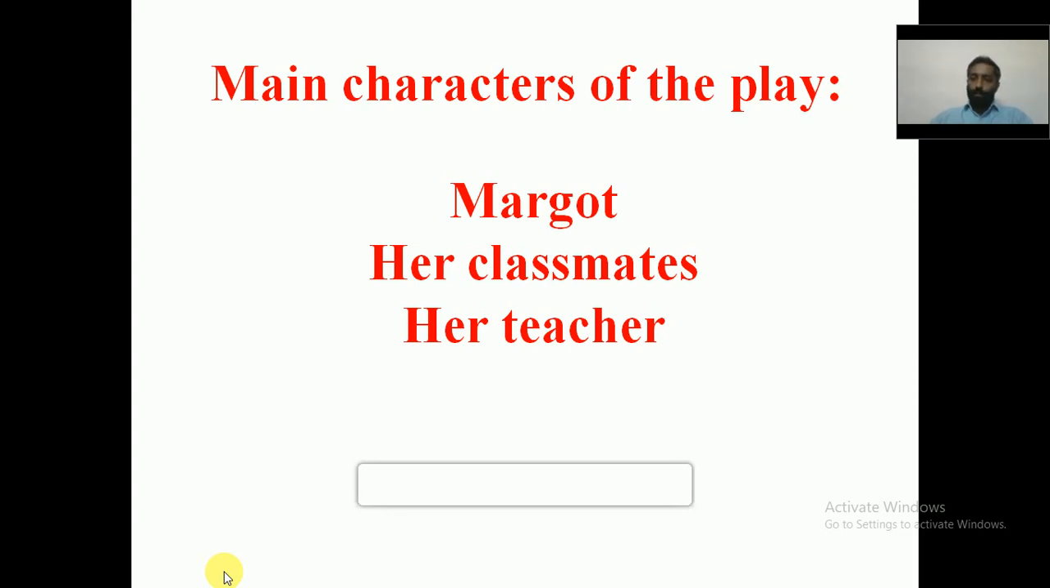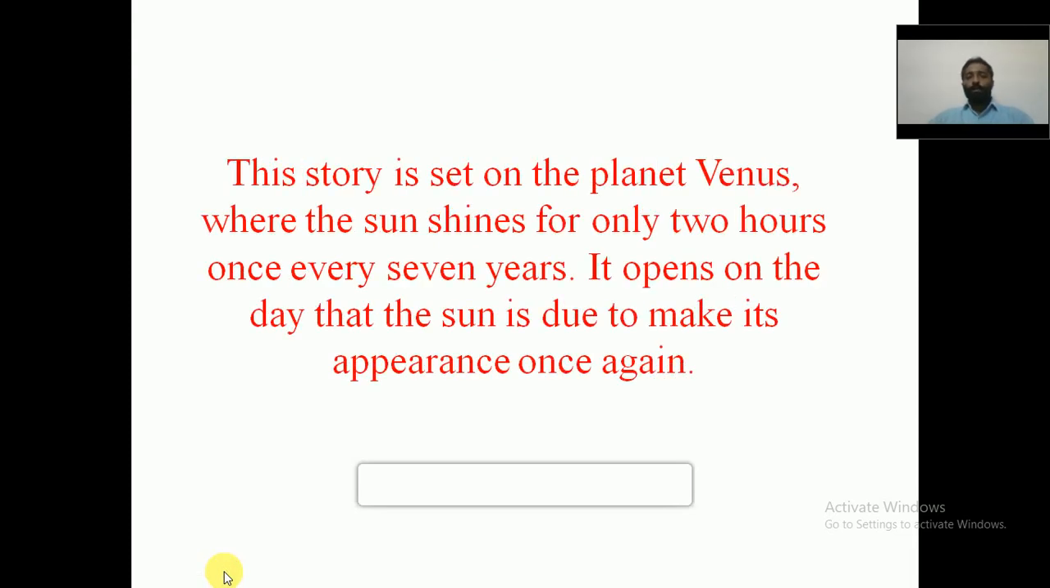Now what does it say? This story is set on the planet Venus. So it does not happen in our city, it does not happen in Uttar Pradesh, it does not happen on this earth. It happens on the planet called Venus. And what is the specialty there? The sun shines for only 2 hours once every 7 years. I hope you have understood the meaning. The sun will come out for 2 hours. It's not like what we have here, where the sun rises in the morning and goes back by evening. That does not happen on Venus. It shines for only 2 hours once every 7 years.